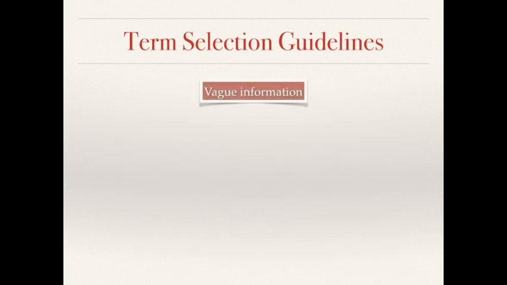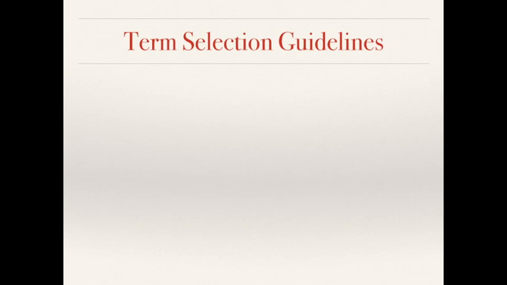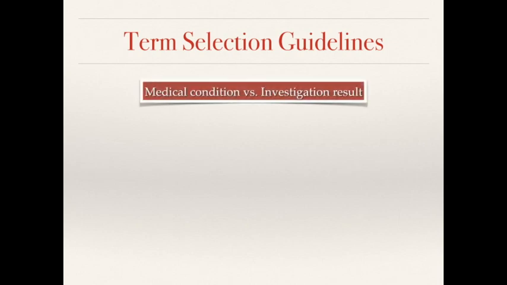When dealing with vague information, here are some guidelines on how to code them. For example, the report only reflects the phrase "turned green." Since this may refer to a patient or even a product, choosing the LLT unevaluable event is preferred. Another example is a report stating that the patient had an unclear medical problem. Since it is already known that the patient suffered from some type of medical error, the LLT ill-defined disorder may be chosen. Next, we go to coding medical information versus investigation results.